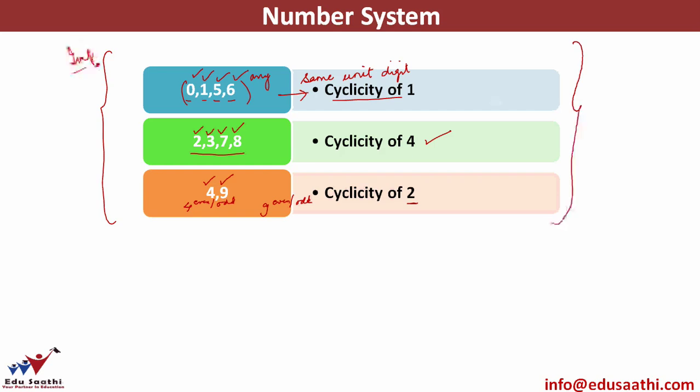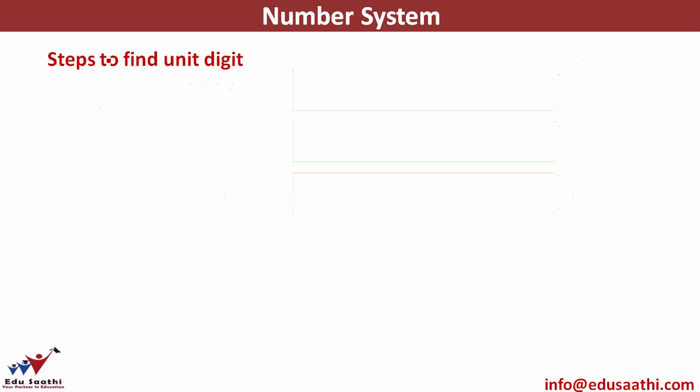So this is a very, very important table that we need to remember when we are doing questions related to cyclicity. Once we have understood this concept of cyclicity, let's look at how to solve the question. So what are the steps that you need to take to find out the unit digit? The steps would be as follows.